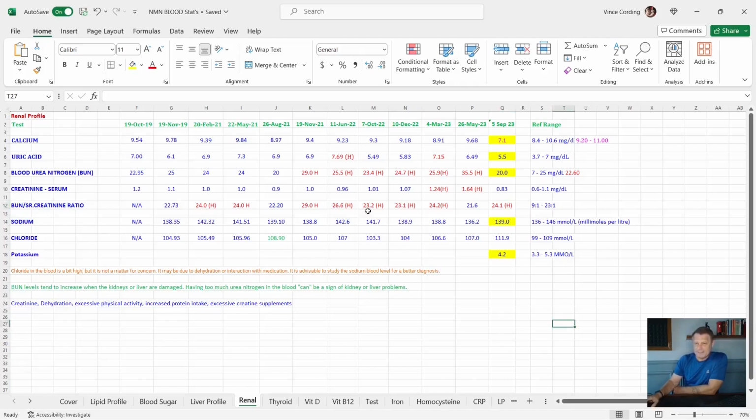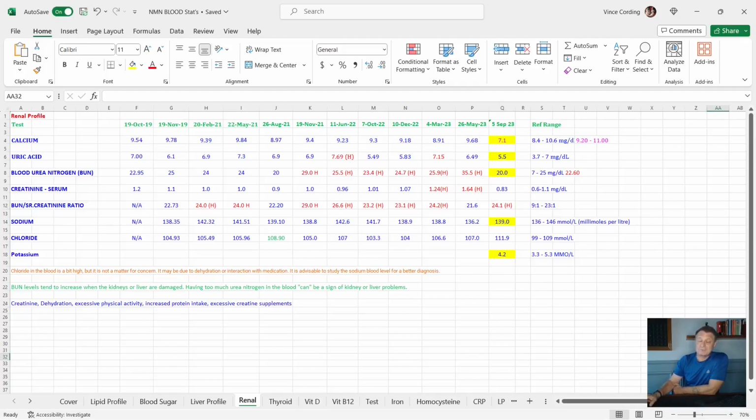But my BUN score is within reference range, which is 7 to 25, or 7 to 22.6. And my creatinine is also well within reference range, 0.83, and I can be between 0.6 and 1.1. But for some reason, although both separate markers are within reference range, the ratio is out. And when you look at the reason for that, it talks about mild kidney damage and maybe dehydration.